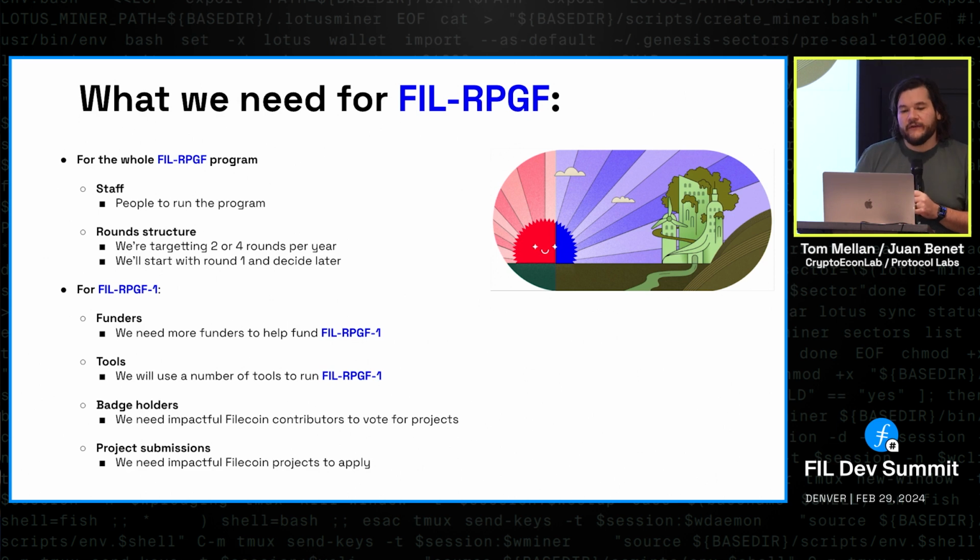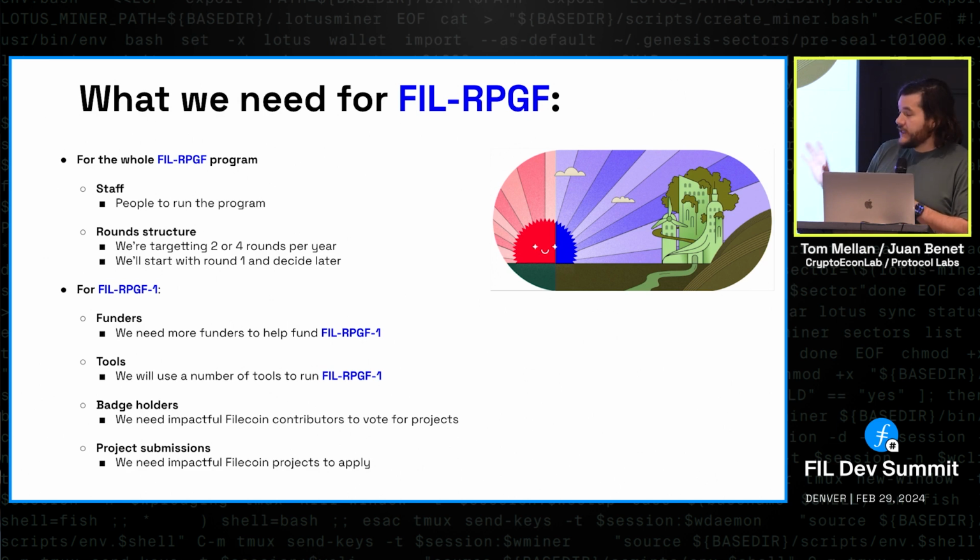Now for the first round, what we need is funders. We need more funders to help fund FIL RPGF 1. FIL is going to be the first initial. We need tools. We will need a number of tools to run this. You already saw the first and major tool that we're going to use, which is the easy RetroPGF software that Kevin and Gitcoin and the whole community developed. We're going to need a set of badge holders. So we need impactful Filecoin contributors around the community to vote for projects. So we're going to have a badge holder application. And we need project submissions. We're going to need impactful projects that people care about to apply.